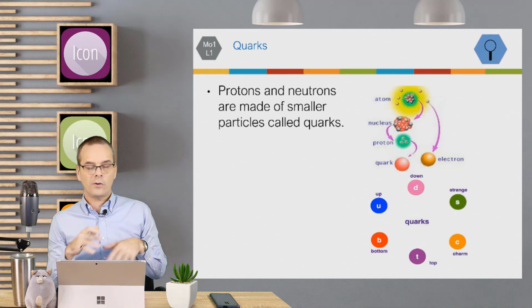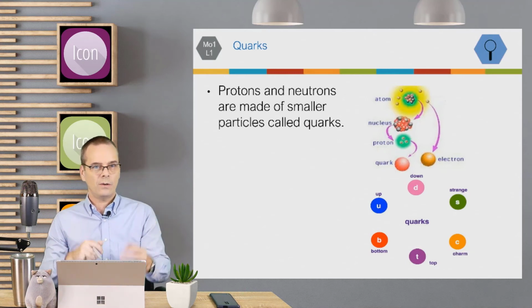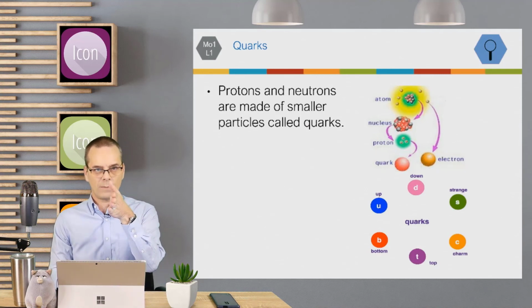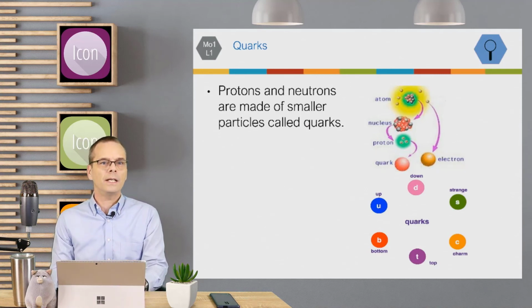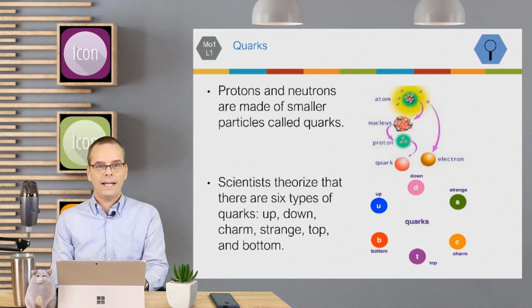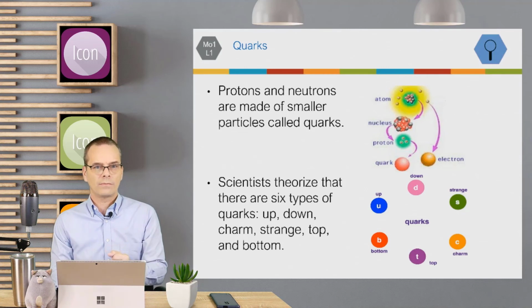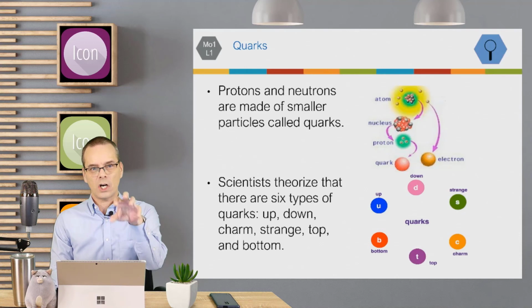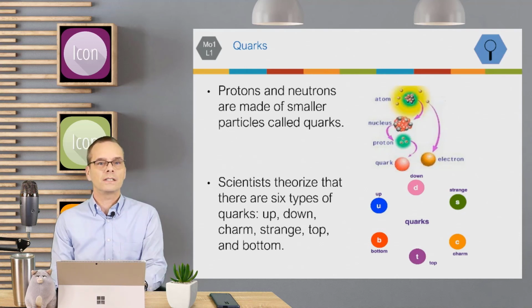But then, all of a sudden, science continues to grow, and we discovered something called quarks. Because now they have powerful enough microscopes to look inside and say, well, wait a minute. Protons and neutrons are actually made of smaller particles called quarks. And they theorize that there are 6 types of quarks. There's up, down, charm, strange, top, and bottom. So these are the 6 types of quarks that they theorize are inside of protons and neutrons.